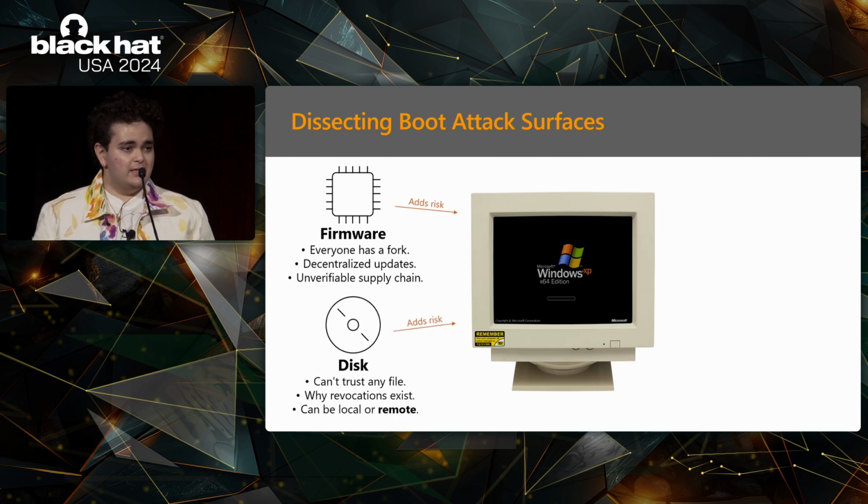Another factor for risk includes the disk. So this is why we need to have DBX in the first place. You can't trust any file as a UEFI developer. For example, an attacker can bring an old version of a bootloader that has a vulnerability and then swap out your bootloader with this vulnerable one. This is why it's so critical to have the capability to revoke trust, not just assign it. And to make matters worse, these file systems can actually be remote as well.